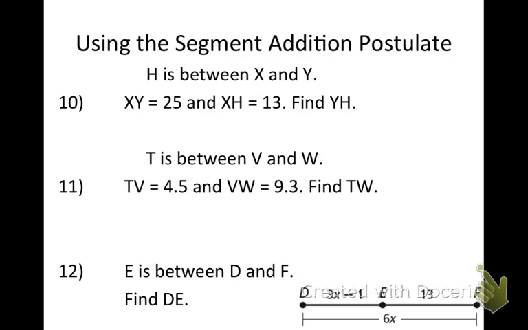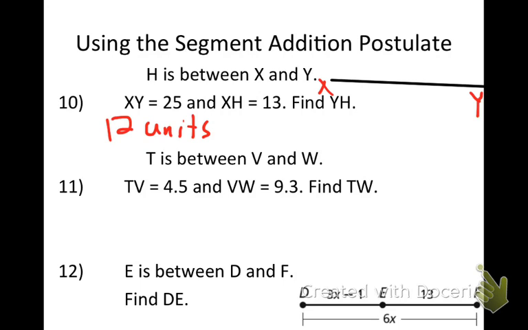Alright, so number 10. XY is 25, XH is 13. What's YH gonna be, Jeremiah? It is not 38. Beast, what is it actually? It is 12 units. Why is that, Jake? Because I subtract, yeah.